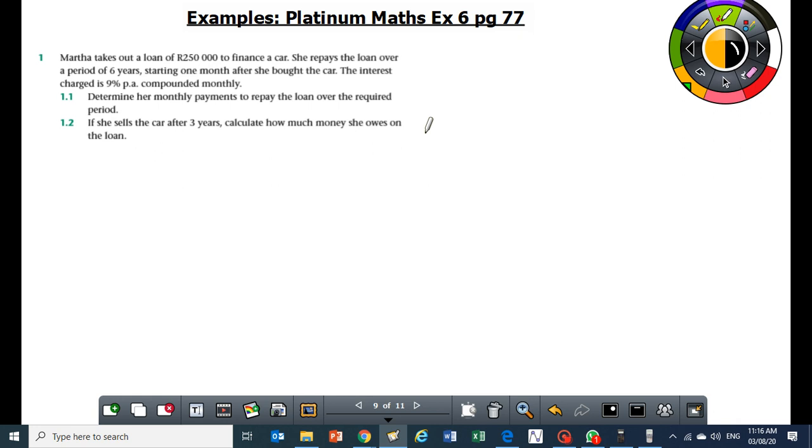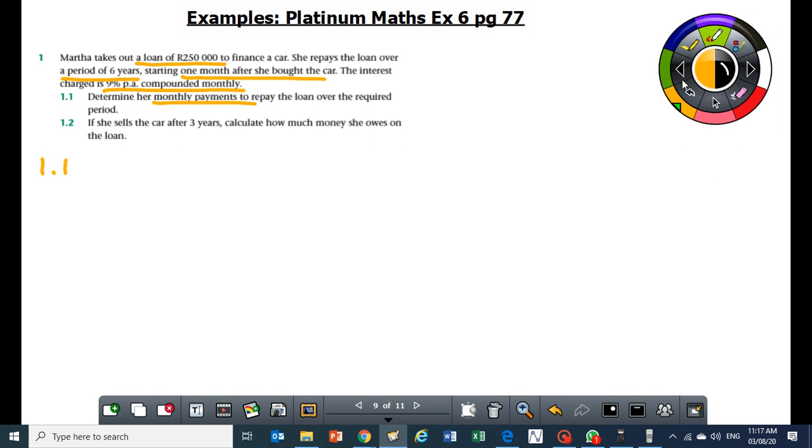Okay, so in this question, it's very straightforward. She borrowed 250,000, right? And she has to pay it off over 6 years. Okay, and the interest is 9% per annum compounded monthly. So 1.1 says determine the monthly payments to repay the loan over the required period. Now, the required period is 6 years. So here, we are just going to do the question the normal way.